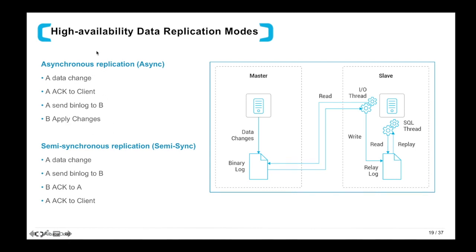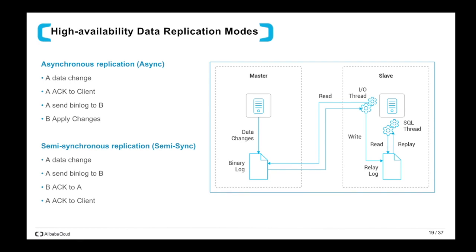So here are the steps in async mode. When master node A has data changes, the master node will immediately respond to the client. After that, it will send the bin log to the slave node, and the slave node will apply changes. For the semi-synchronous replication, if there are data changes on master node A, it will send the bin log to B. And after slave node B confirms it has already received the bin log, B will give a response to master node A, and A will respond to the application.